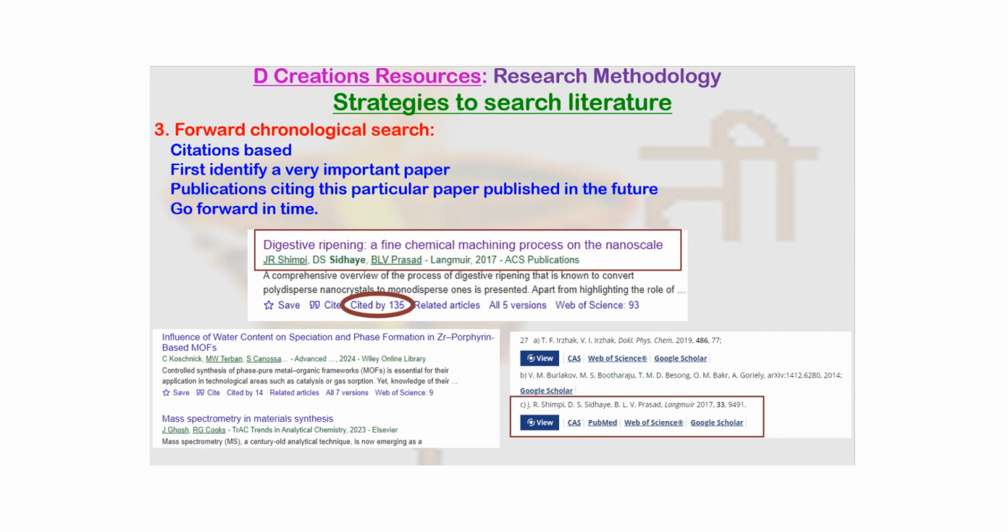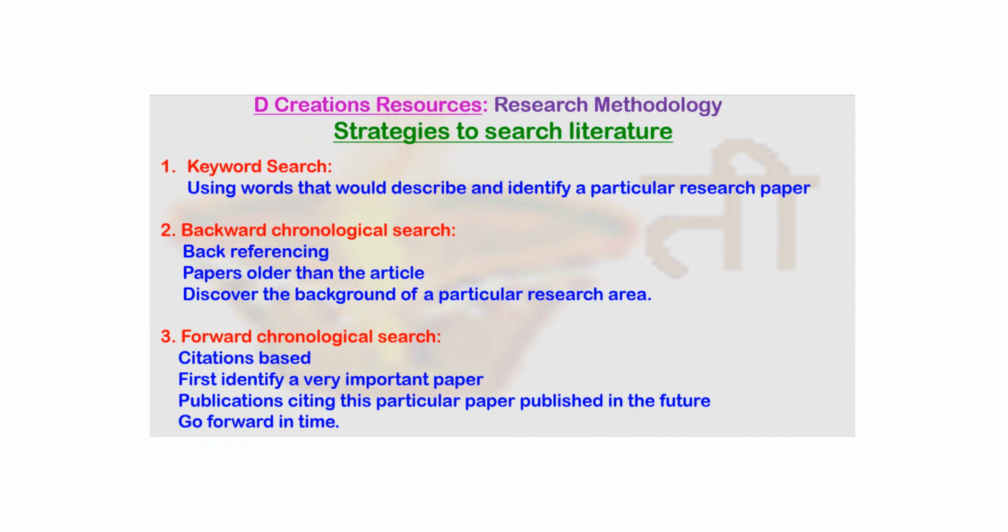So of course, when you want to do forward chronological search, you have to identify a paper first. And then you have to look at which other papers have cited it, and that leads you to many papers in the future. So it gives you the idea about what is latest happening in this field, right? So what are the three strategies? Keyword search, backward chronological search, which is based on back referencing, and forward chronological search.